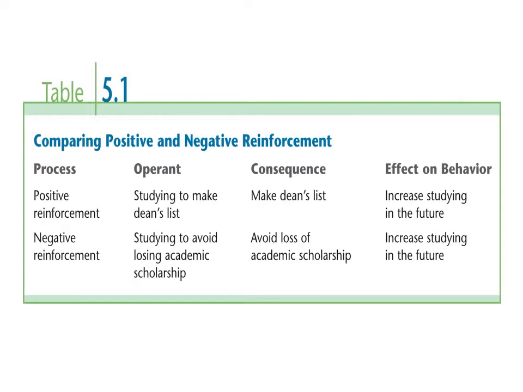Negative reinforcement. They study to avoid losing a scholarship. They keep their scholarship, they avoid the loss of the scholarship, so they increase their studying in the future to continue to avoid losing the scholarship. In both scenarios, you see an increase of behavior. It's just due to whatever scenario you're looking at, whether it is to gain something or to avoid something. The avoidance with an increase of behavior is a negative reinforcement.